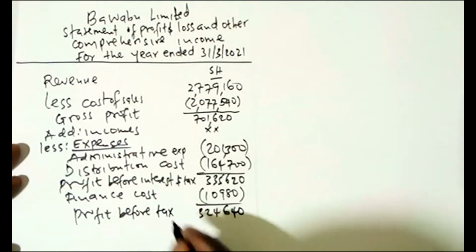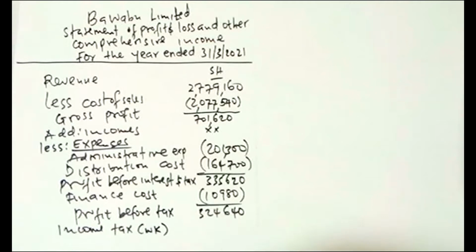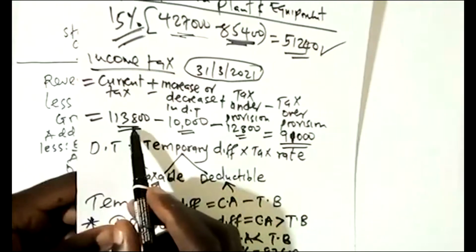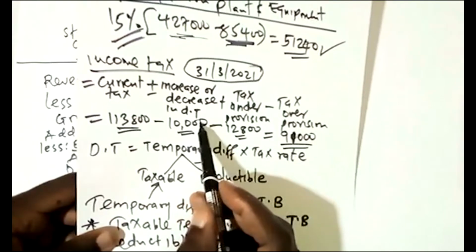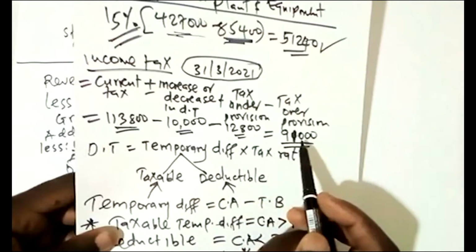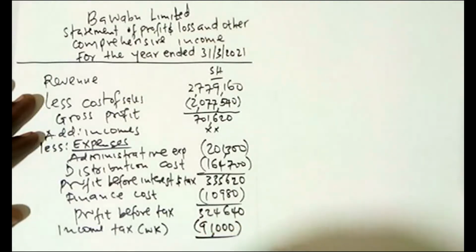Next, the income tax, again, this is from working. You remember we did that working whereby we said current tax plus increase or decrease in deferred tax, plus tax under provision minus tax over provision. So we did this working whereby there was current tax, there was a decrease in deferred tax, which is a deferred tax asset we deducted, and there was a tax over provision of 12,800. So we got 91,000, so that we have the profit for the year.